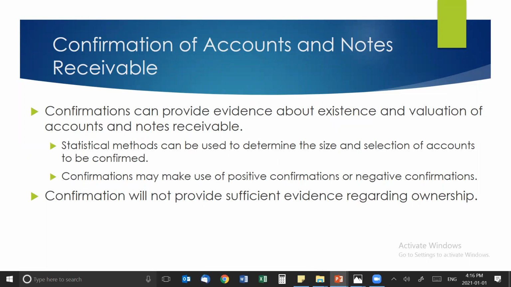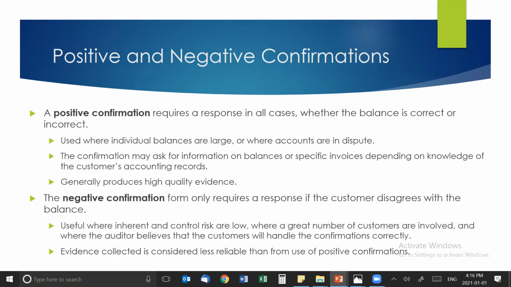There are also confirmations of accounts and notes receivable. So you can send out a confirmation to the customers to determine what the accounts receivable or notes receivable balance is or should be, and then compare it to the balance that the company has. Okay. Confirmations are used for existence and valuation assertions. There are two types of confirmations, positive confirmations and negative confirmations. We did talk about this in chapter 8, but a positive confirmation requires a response in all cases, whether the balance is correct or incorrect.